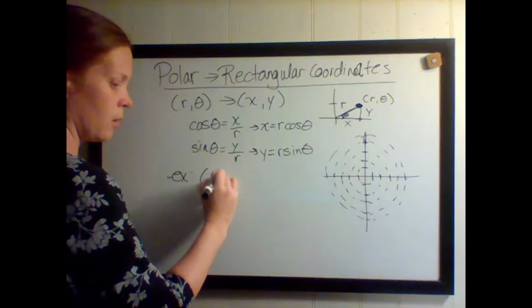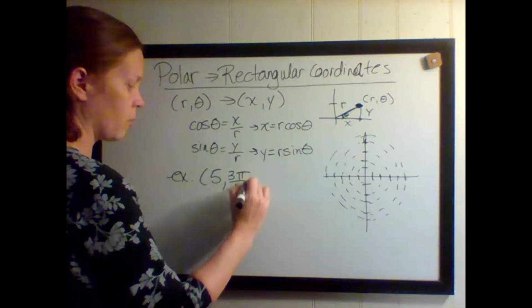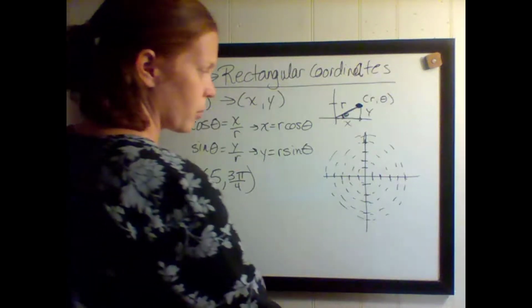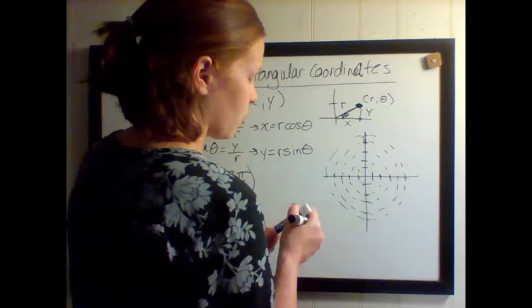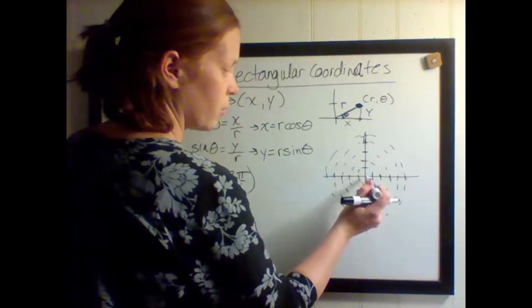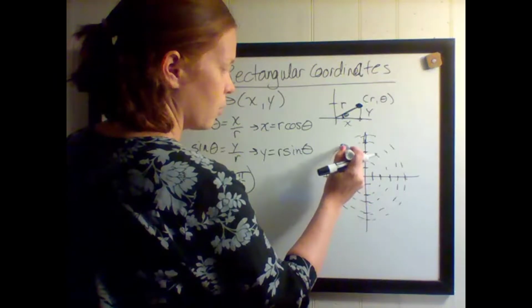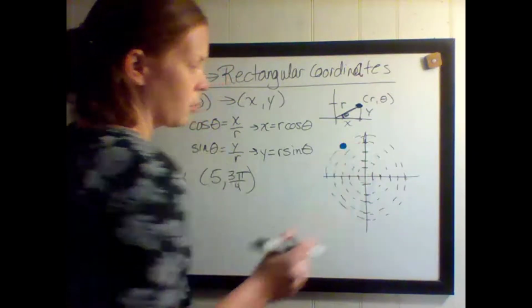So if I have the polar coordinate 5, 3 pi over 4, I'm going to plot that. I'm going to first go 3 pi over 4, which is 135 degrees, and then I go out 1, 2, 3, 4, 5. So here is my point.